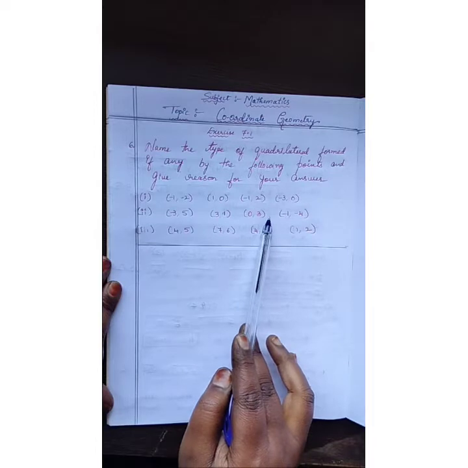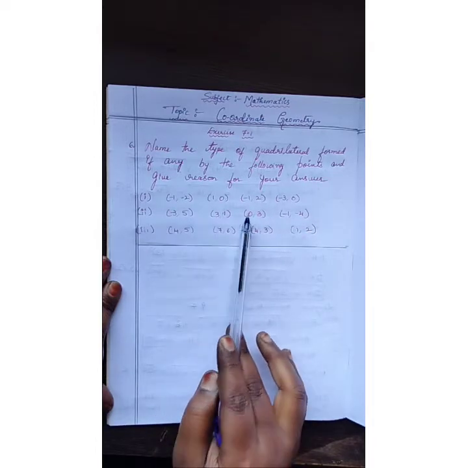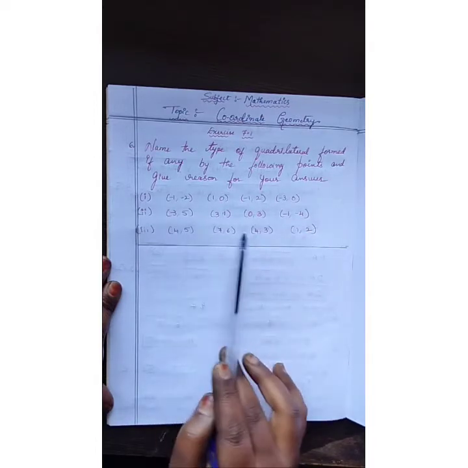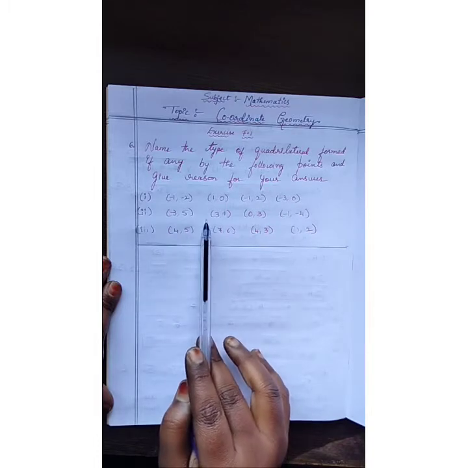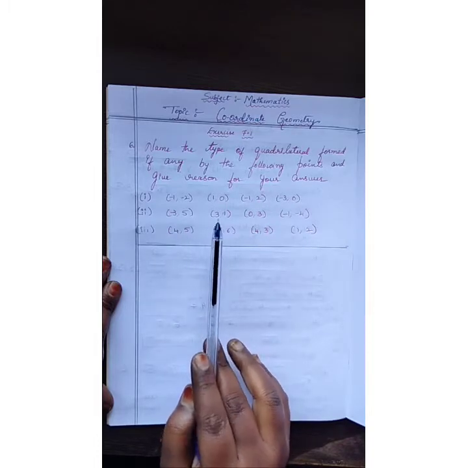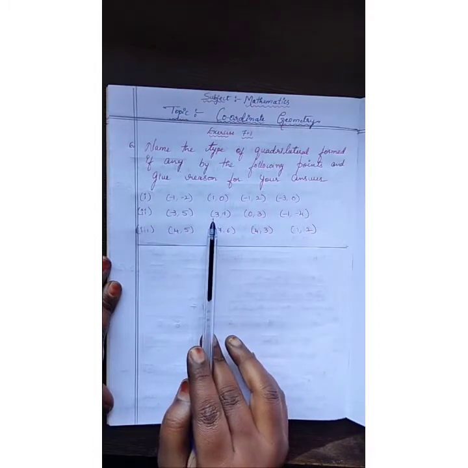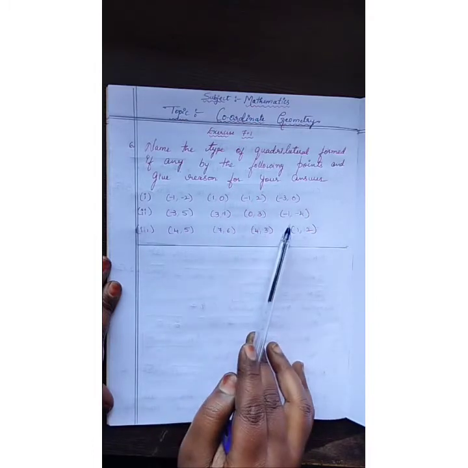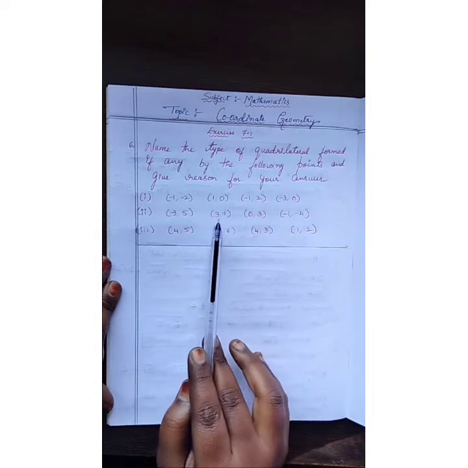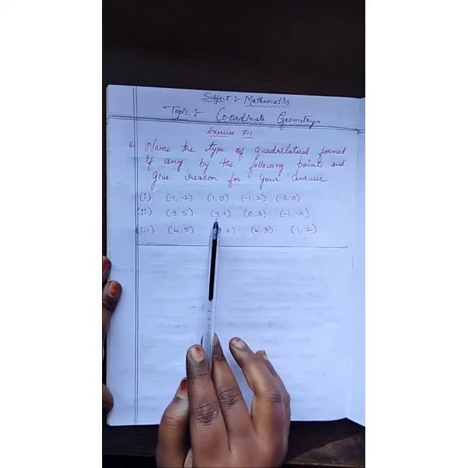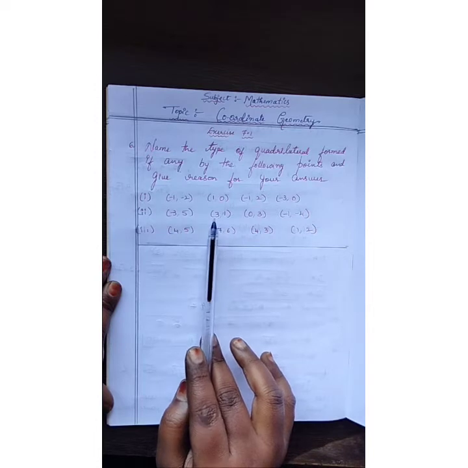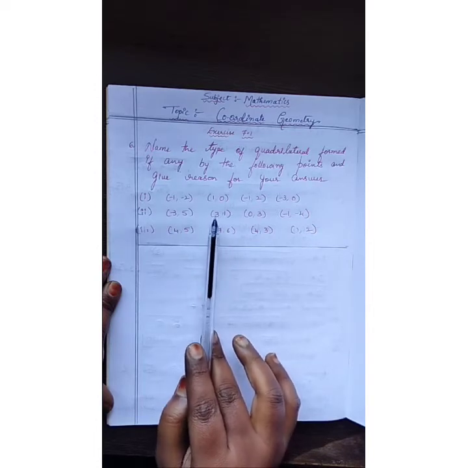Apply the distance formula, calculate the distances AB, BC, CD and DA. Then afterwards calculate the diagonals. If you get all sides equal and diagonals equal, it indicates it will be a square. If you do not get all sides equal, then it indicates that it is not a square. It is just a quadrilateral. Now we will check whether it is a square or rectangle or parallelogram.